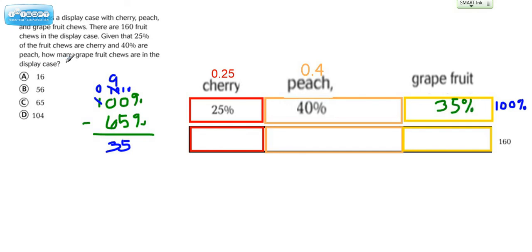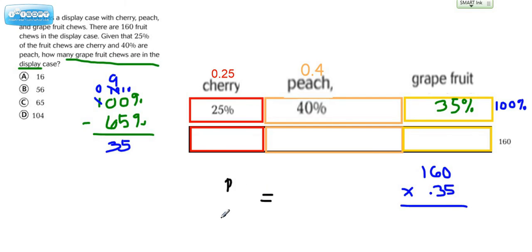All right, now they want to know how many of the grapefruit chews are in the display case. Well, we have a couple options. Option 1 is to turn this into a decimal and multiply it with the all of it number. So let's take a look at what that would look like. 160 times 35 hundredths. Option 2 is to set up a proportion. A proportion would be about parts and wholes. And if we have 35%, we have 35 out of 100.